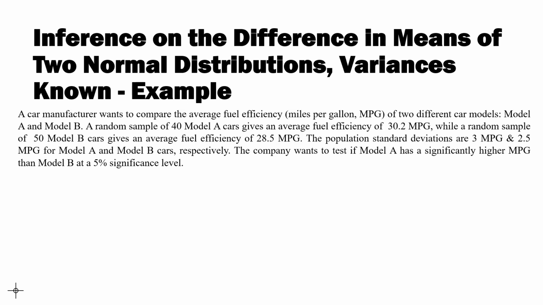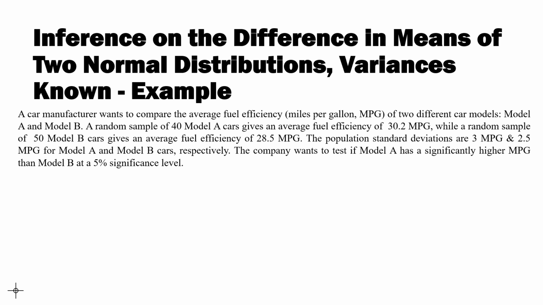A car manufacturer wants to compare the average fuel efficiency, miles per gallon, of two different car models, Model A and Model B. A random sample of 40 Model A cars gives an average fuel efficiency of 30.2 mpg, while a random sample of 50 Model B cars gives an average fuel efficiency of 28.5 mpg. The population standard deviations are 3 mpg and 2.5 mpg for Model A and Model B cars, respectively. The company wants to test if Model A has a significantly higher mpg than Model B at a 5% significance level. Please pause the video here and try to perform a hypothesis test and tell the manufacturer if Model A has a significantly higher mpg than Model B at a 5% significance level.